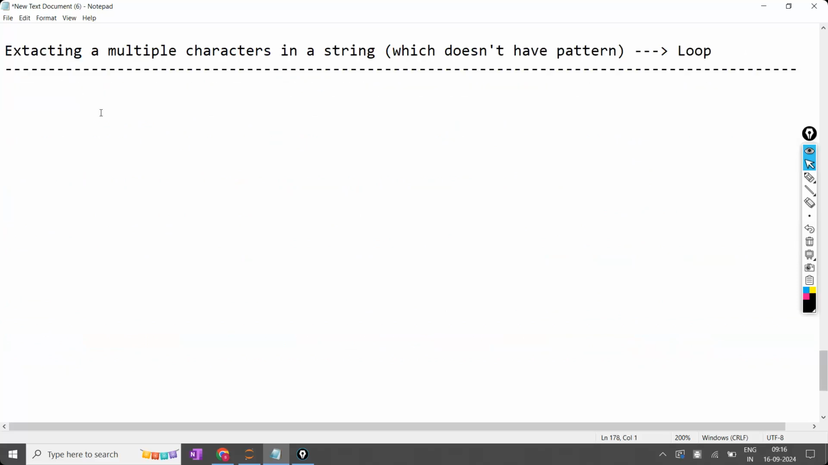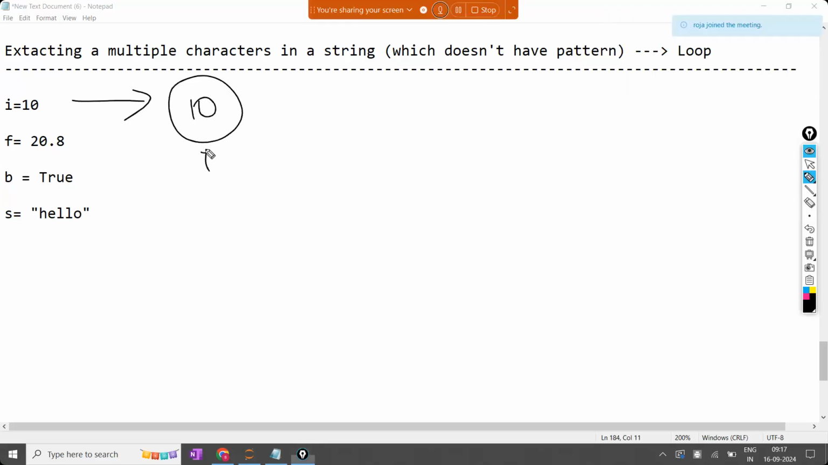Now here, before S, I'm writing i = 10, f = 20.8, b = True, s = "hello". So in total I have written 4 examples. Now in these 4 examples, first understand how these objects are created. First, i = 10. The right side value is an int value, so an int object is created. So 10 with i, it is created like that.